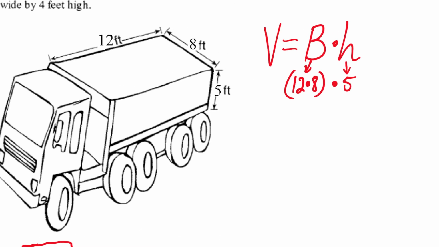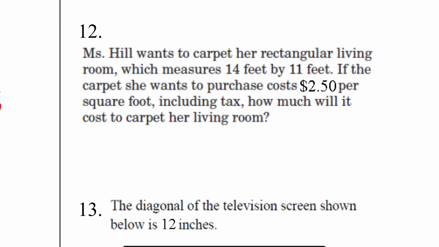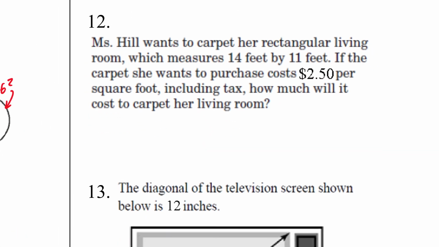All right, and so he's got to multiply length times width times height there, basically. That'll give you the answer on that one. Okay, number 12. She's got this rectangular living room, 14 by 11. So she's got to find the area of it, and then it's $2.50 per square foot. So you're going to find the area here, and then multiply it times the price per square foot.